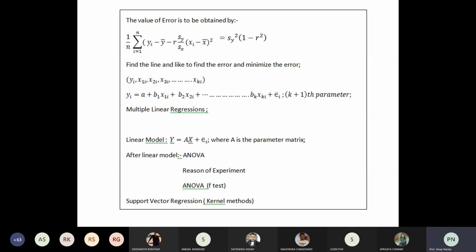Now we'll see this linear model, that is y is equal to X a plus ei. So it is a parameter matrix. As it is written, it is a column matrix, or you can say it is n cross 1. Then X will be n cross k plus 1, and a is a k plus 1 into 1 column matrix containing the regression constant and coefficients, and sometimes E is there. So E is also a column matrix, which will hold the error of prediction.